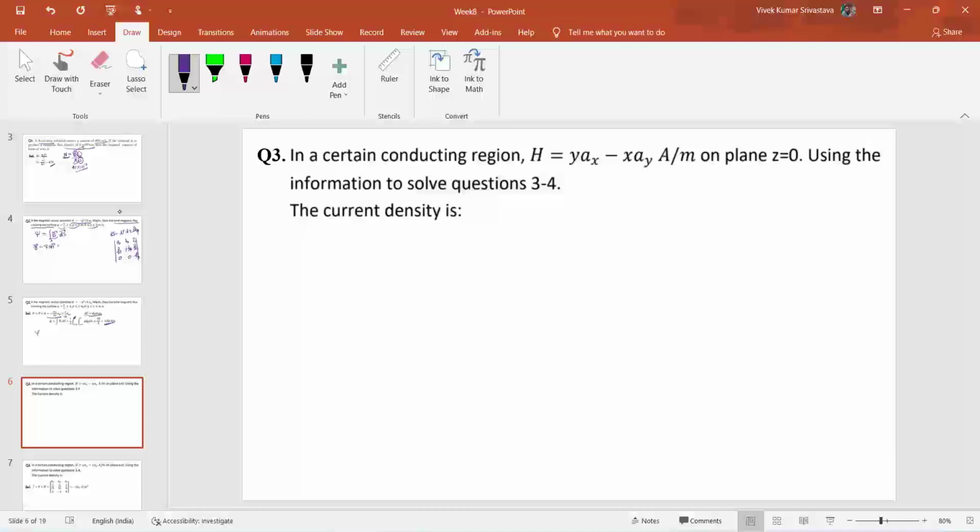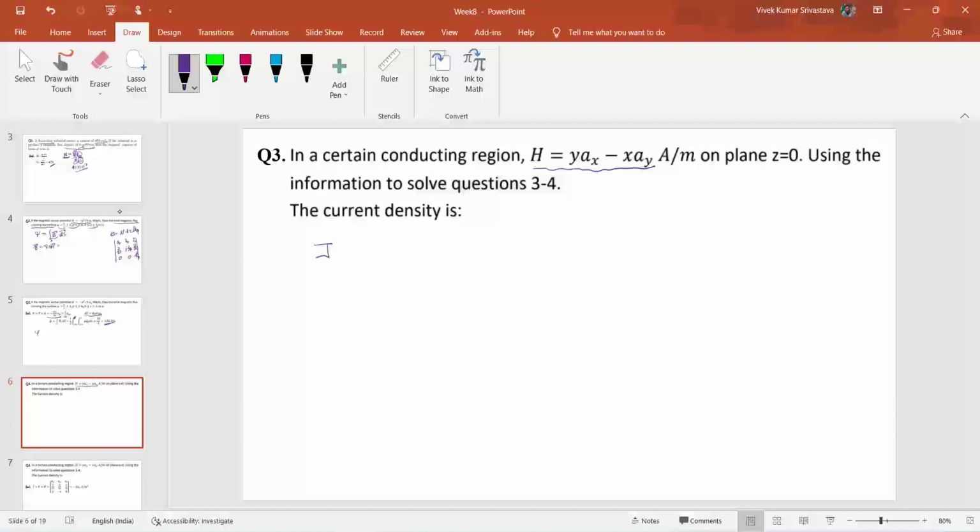Okay, so let us move ahead to the next question. So here is the next question. In a certain conducting region, the H is given as y ax minus x ay ampere per meter on plane z equals to 0. Using the information to solve question 3. So basically H is given here on the plane z equals to 0. Now we have to determine the value of current density in the present question, and based on this we have to determine the next problem as well, which we will see later.